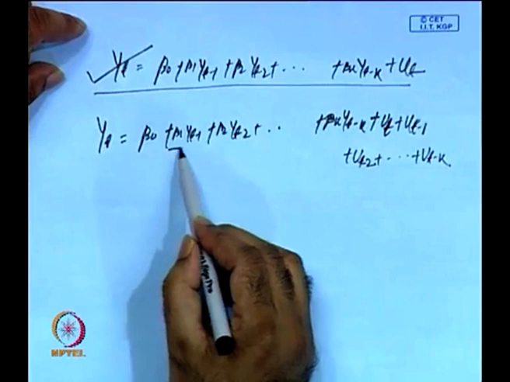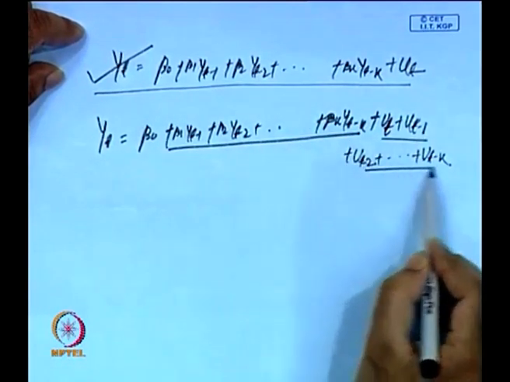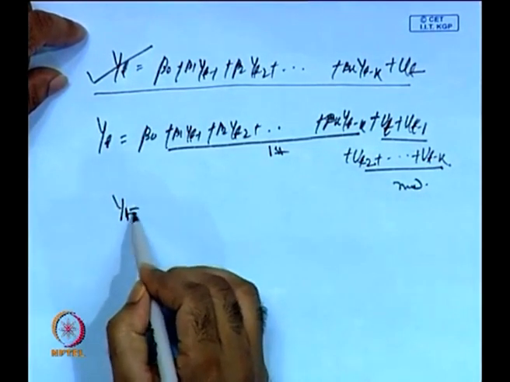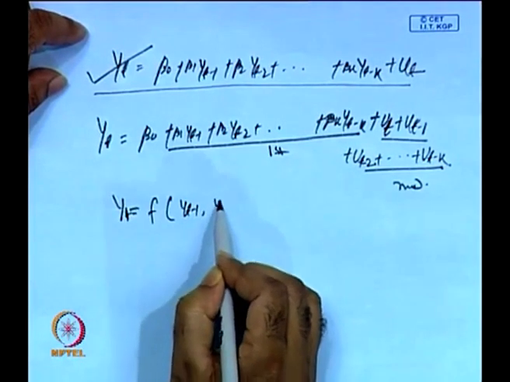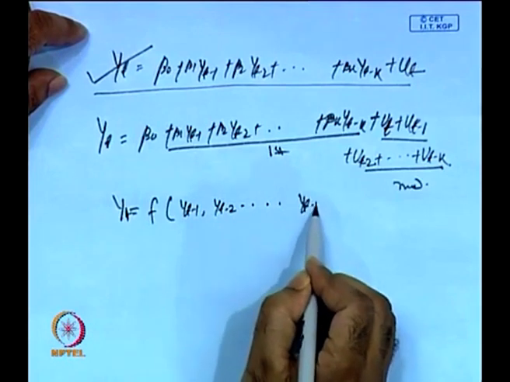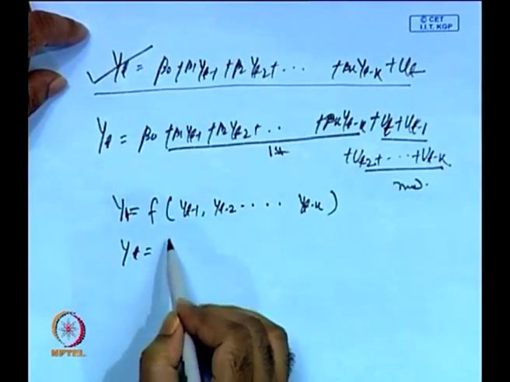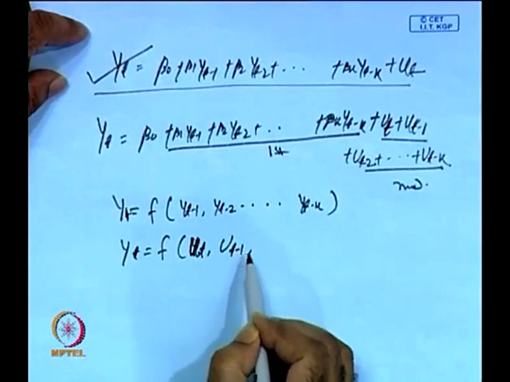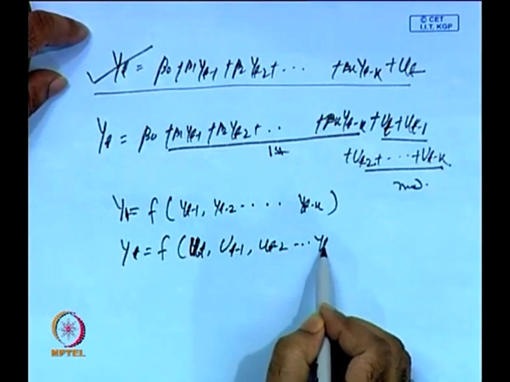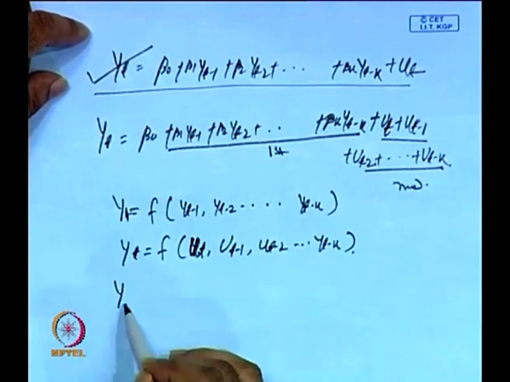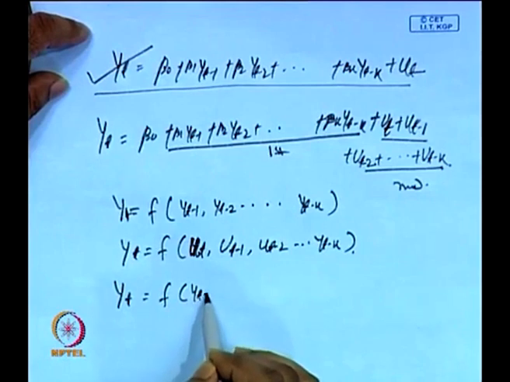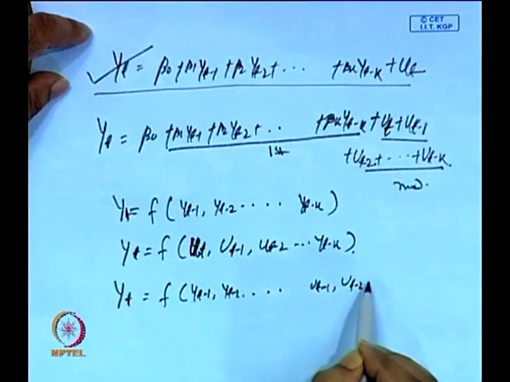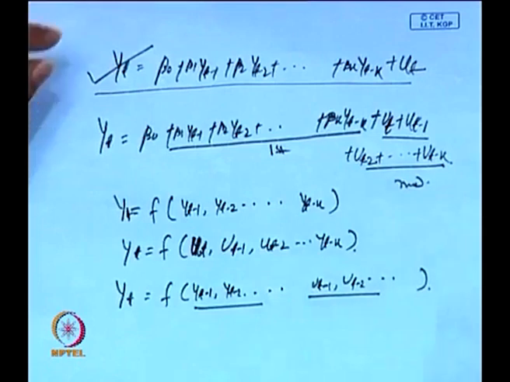So this is one division and this is another division. The first division is that yt is a function of yt minus 1, yt minus 2, up to yt minus k, and the second division is yt equal to a function of ut, ut minus 1, ut minus 2, continuing like ut minus k. Now if we integrate, we get yt as a function of yt minus 1, yt minus 2, continuing like this, and ut minus 1, ut minus 2, continuing. So this is one series and this is another series.